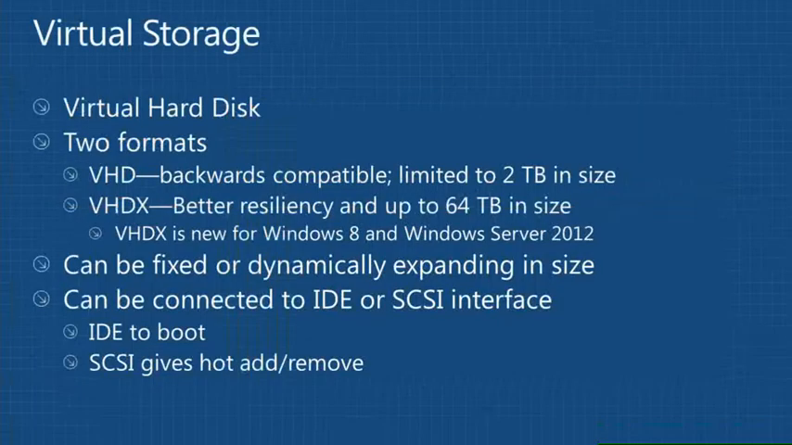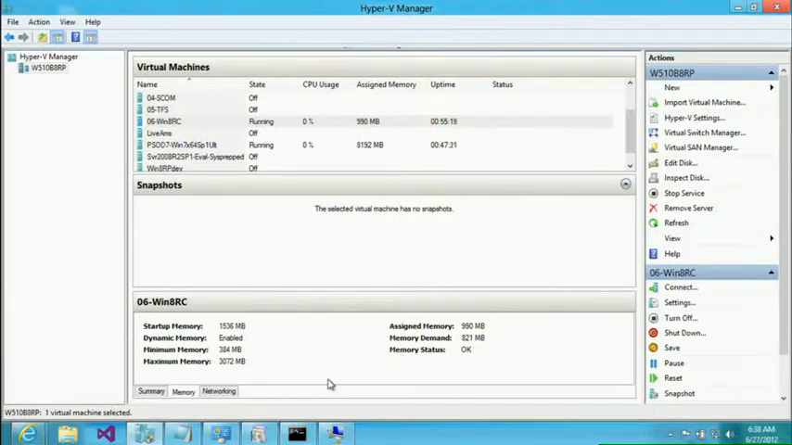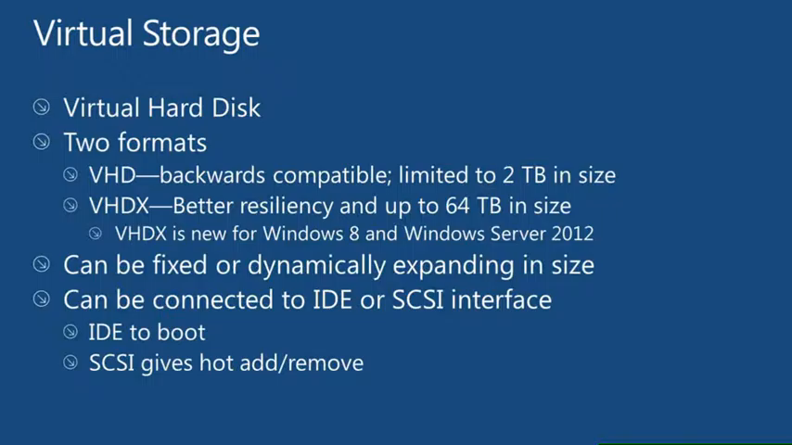Okay, virtual storage. Virtual hard disk. So as I mentioned, a virtual machine needs to have a hard drive. It's represented by what's called a virtual hard disk. Microsoft has two formats now. Everything prior to Windows 8/Server 2012 is in what's called the VHD or virtual hard drive format. It's backwards compatible across things like Virtual PC, as well as Virtual Server and the various flavors of Hyper-V, and it is still supported in Windows 8 2012. However, they're limited to a maximum of 2 terabytes in size for SCSI and 127 gig for IDE.